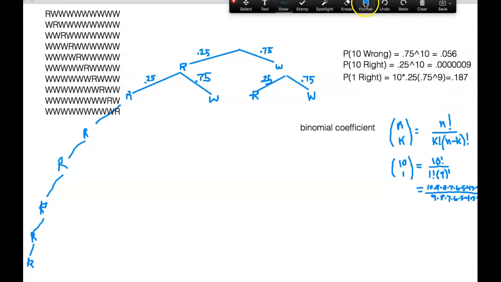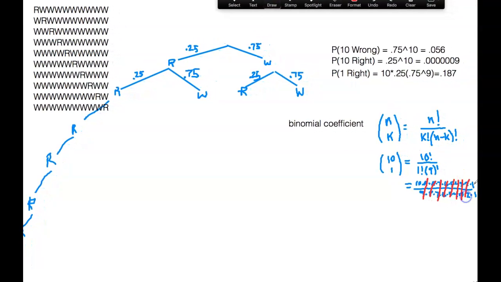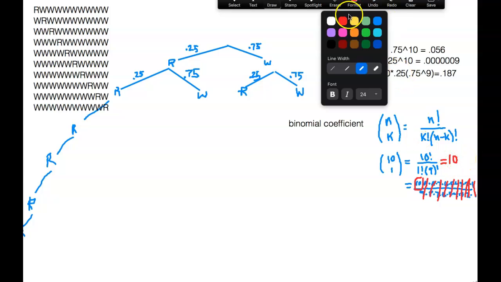Alright, now I'm going to cancel. People call it cross canceling or whatever. 9 over 9, 8 over 8. Cross off 4s, 3s, 2s, and 1s. So what's left is 10. This is equal to 10. Alright. This is the same as the binomial coefficient.